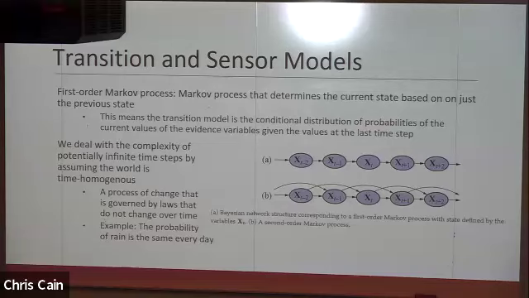As an example of this, the probability of rain is the same every day. Is that actually true? Probably not. But we can now use a Markov representation of this to say, given that it rained yesterday, what is the probability that it rains today? So time homogeneous, it's not more likely to rain in the winter than it is in the summer, etc. There's not another layer of depth. The world isn't evolving. There's just a consistent probability of each of these events.